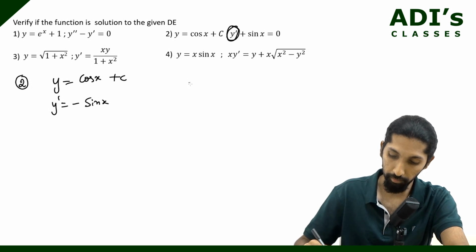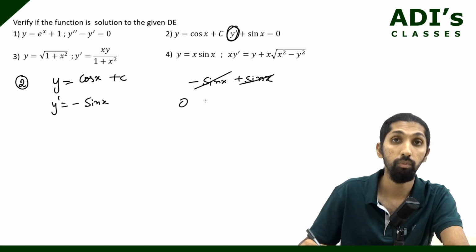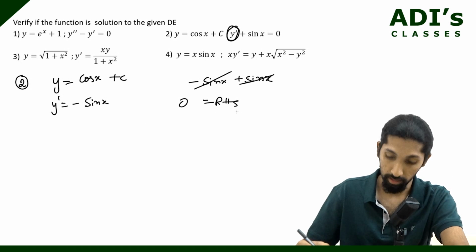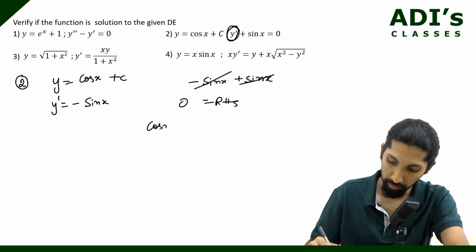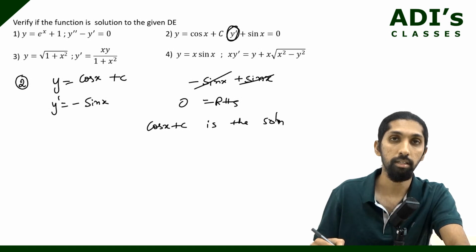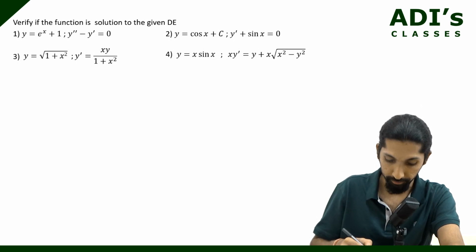So, what do we get? Minus sin x plus sin x. You have 0, which is nothing but RHS, isn't it? So, what can you say? Therefore, cos of x plus c is the solution. Correct, straightforward answer. Let's do the third one. See the third one?